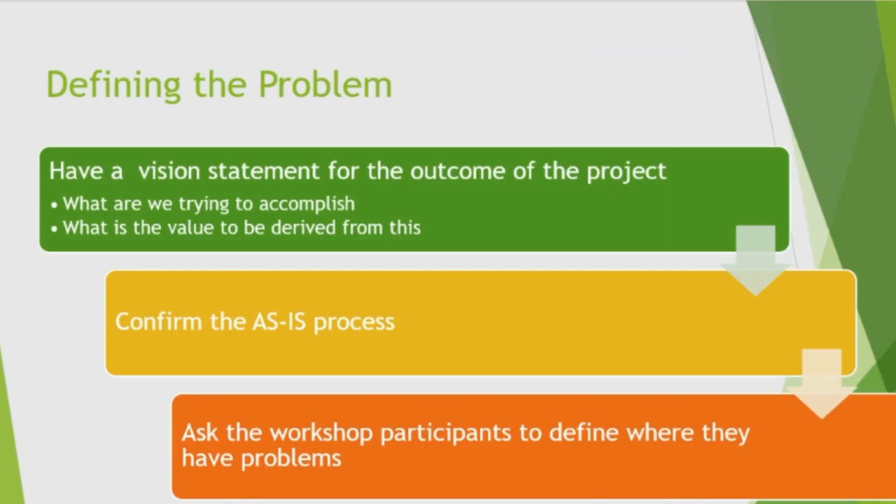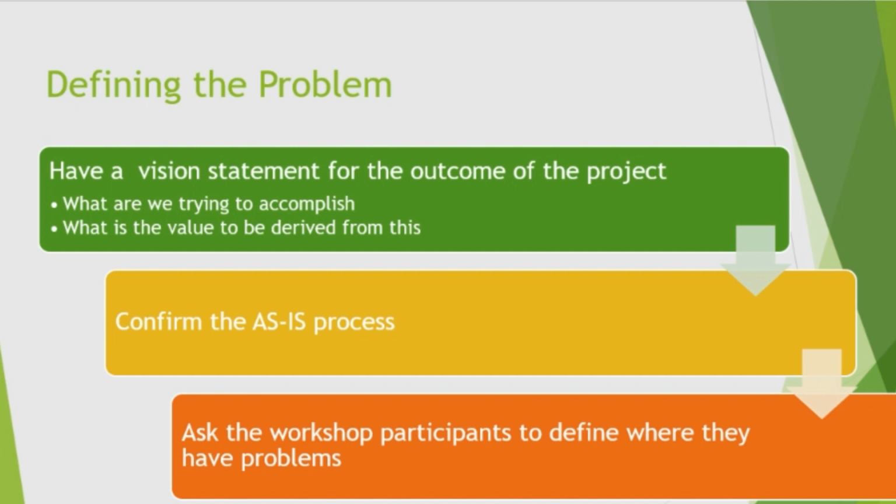So this is the second step. When we talk about defining the problem, first we have to have a vision statement for the outcome of the project, right? So what are we trying to accomplish with this workshop? What is the value to be derived from it, right? And unless it's a completely new feature or product or service or process, then they're doing something in lieu of having whatever the better thing is you're going to come up with.